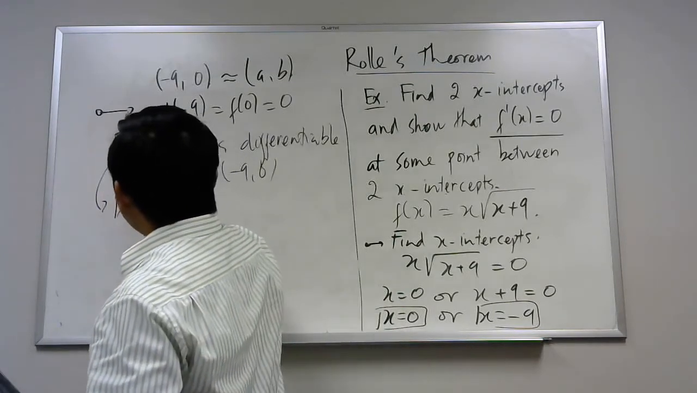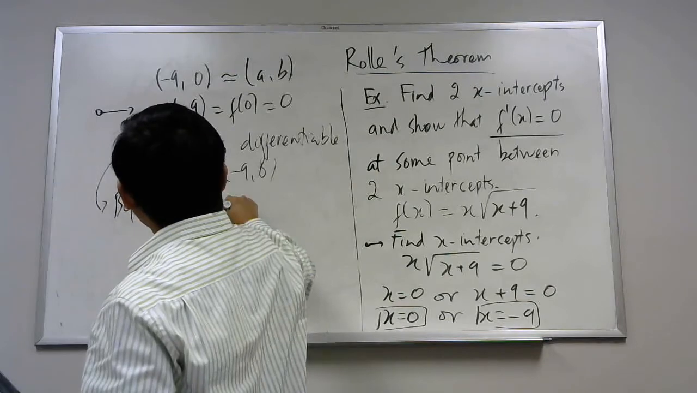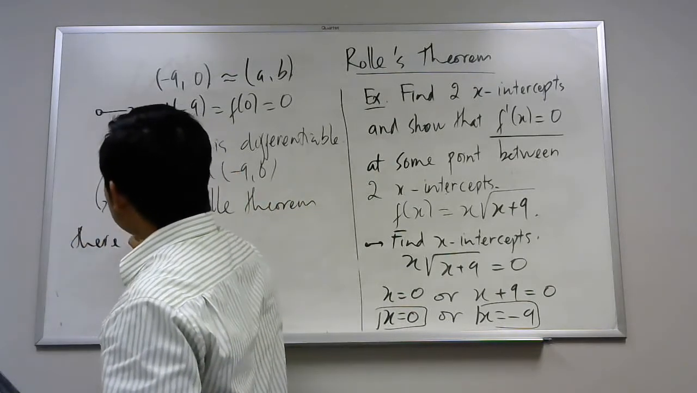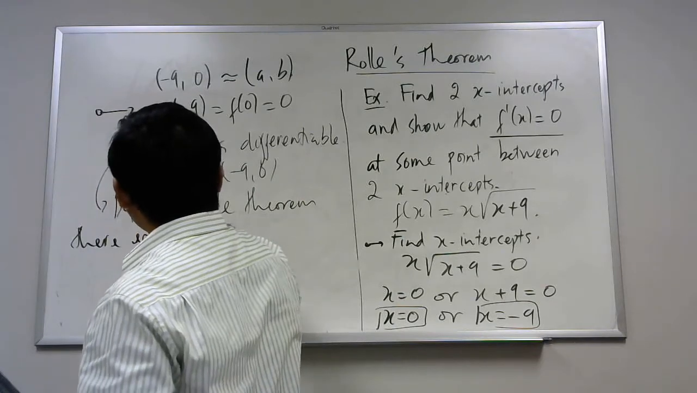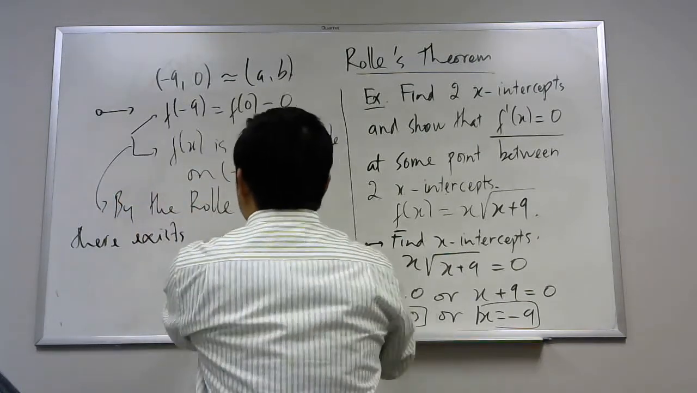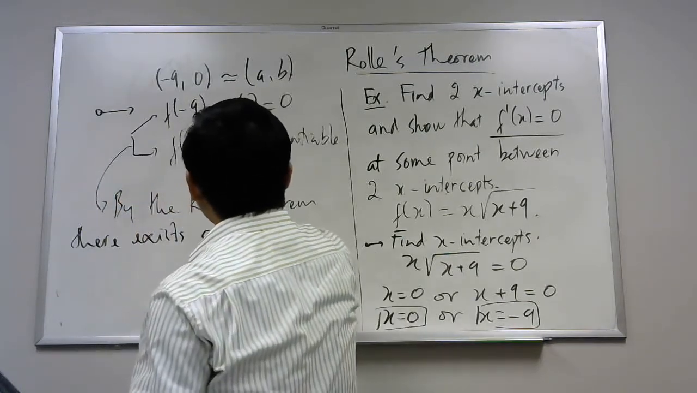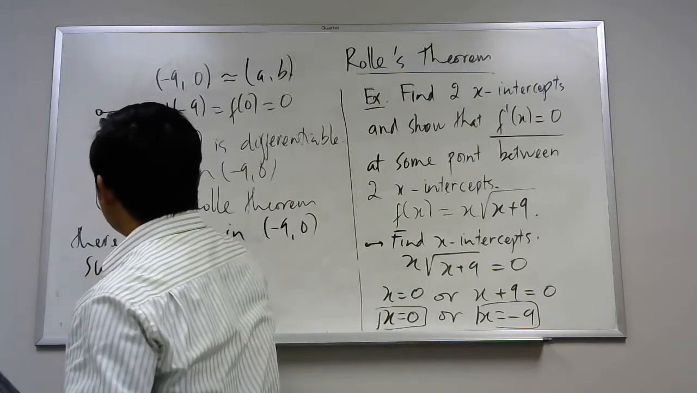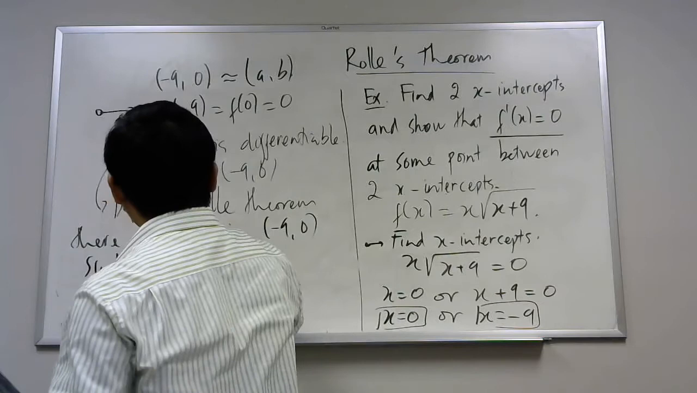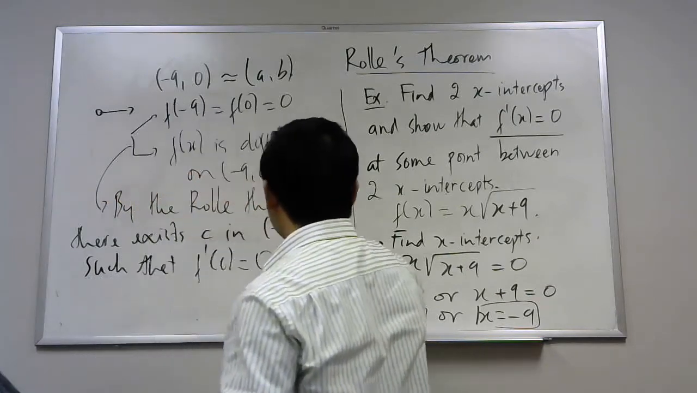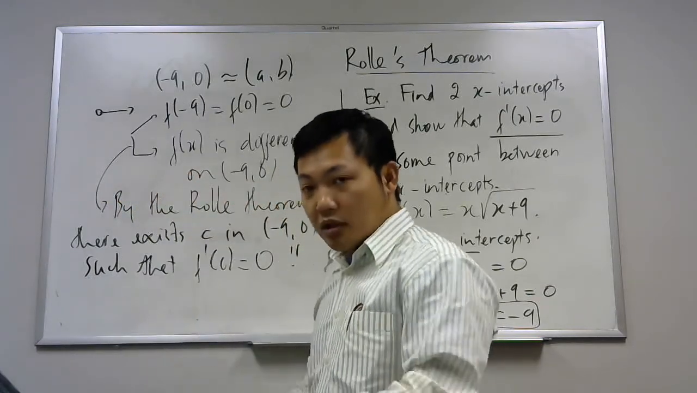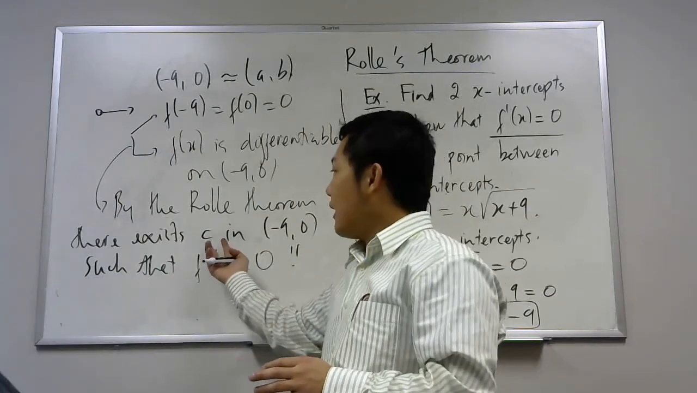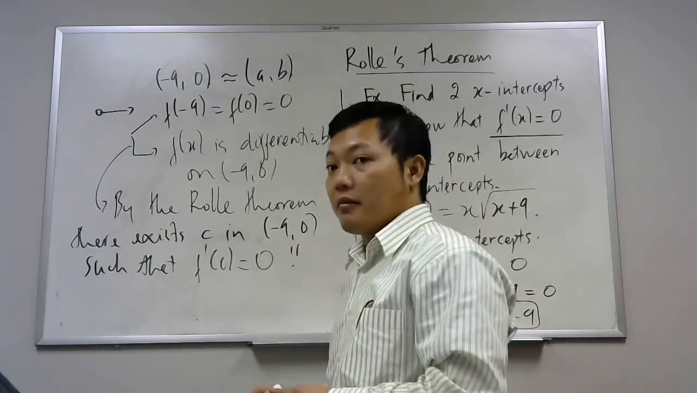So I say by the Rolle theorem, there's a c in (-9, 0) such that f derivative of c equal to 0. So we finish this problem. We just proved the existence of critical points in (-9, 0).